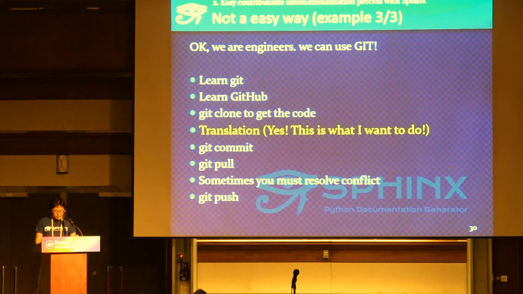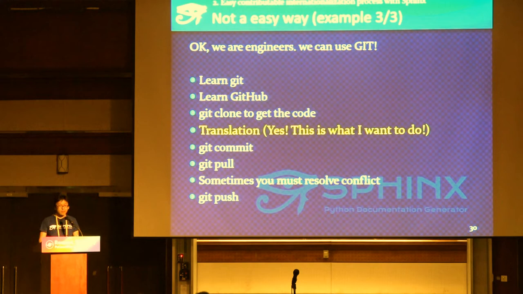Additionally, in this case, the repository owner should allow write access permission for each translator, or the repository owner must review all translation pull requests. But maybe the repository owner cannot read the translated languages. This is also not an easy way.